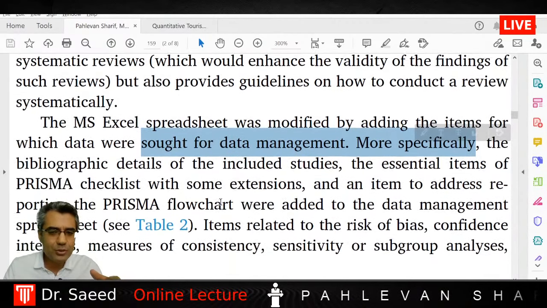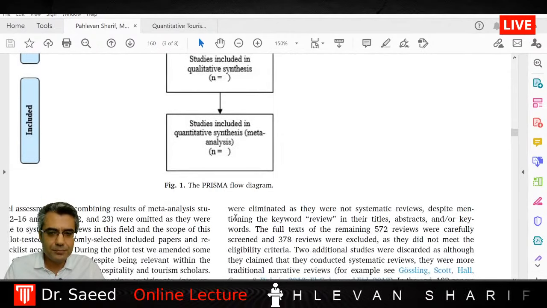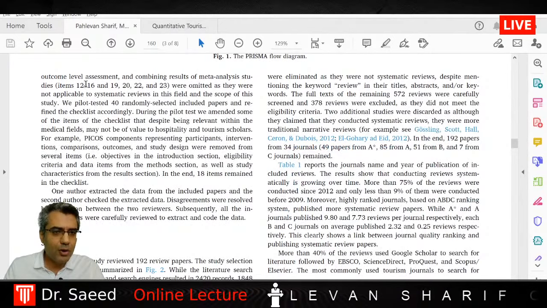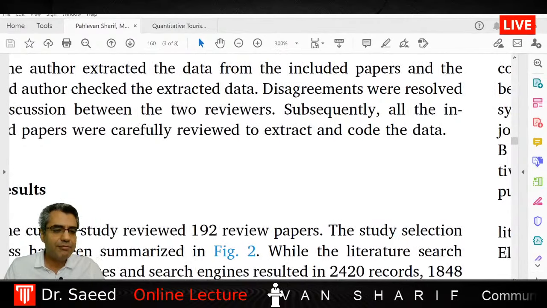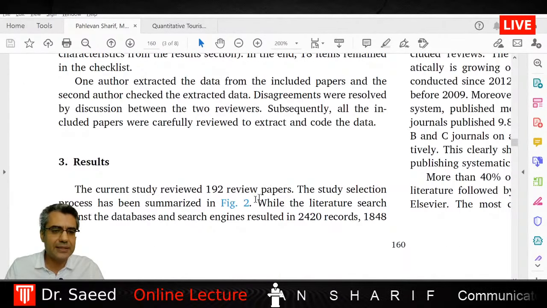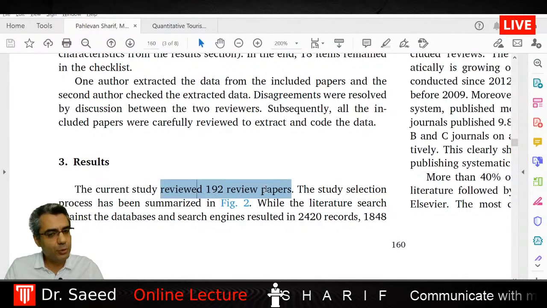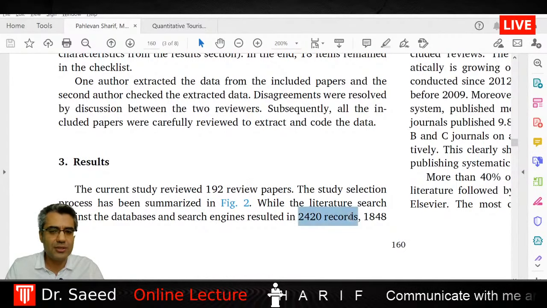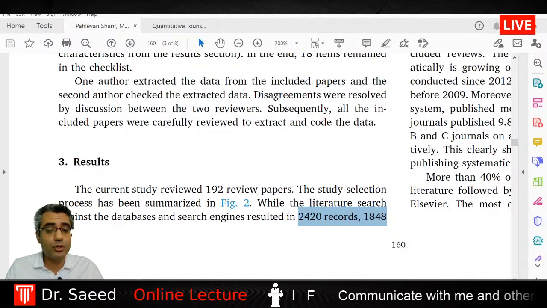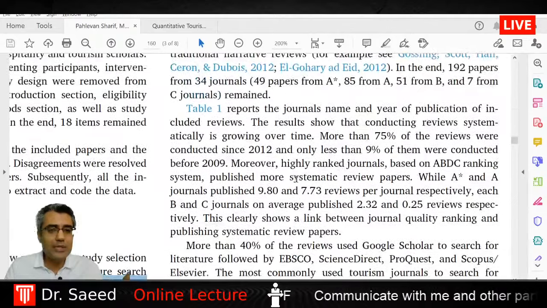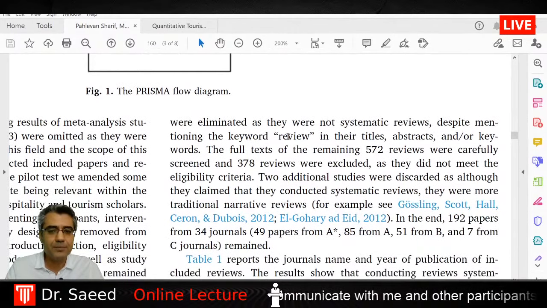And what you enter into the data file, so all have been explained here. And then in the results, you explain we found 192 papers. In total, we reviewed 192 papers, but the search resulted in 2,420 papers. So when we searched for the keyword, we found 2,420 papers, but 1,848 papers were eliminated as they were not in the scope of the paper, and so on.